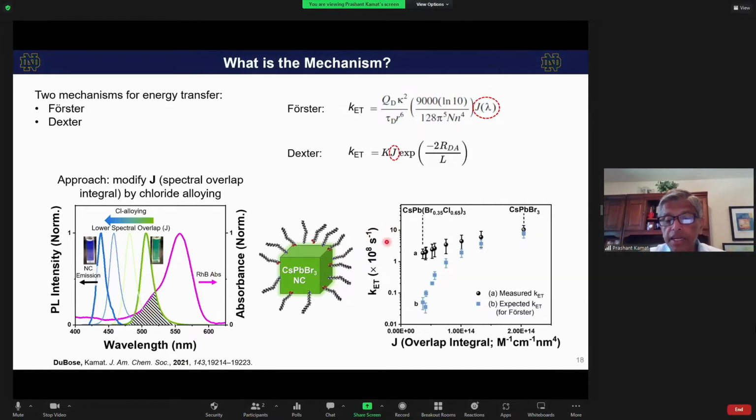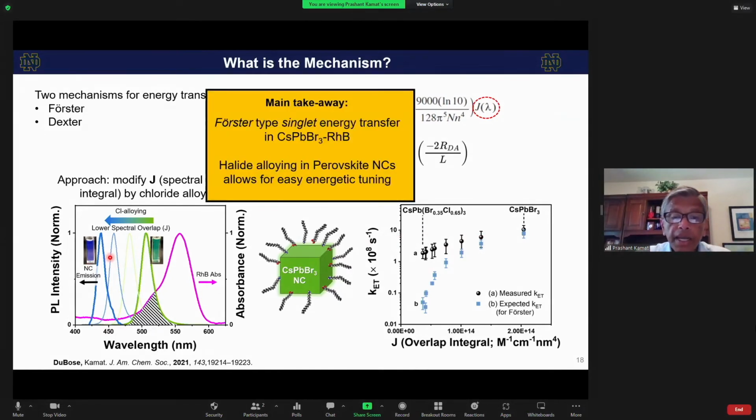And here is the rate constant for energy transfer that we estimated, and this is the J overlap integral between the emission of the donor and the absorption of the rhodamine dye. What we see here is, if it was a completely Förster energy transfer, we would have followed these blue traces. It would have dropped down as we move away from the overlap. Whereas what we see, the measured one, is that we still get a higher rate constant for energy transfer. That shows that when there is an overlap, it is most likely Förster energy transfer. And when there is less overlap, it is dominated by Dexter energy transfer, where you transfer both electron and hole.